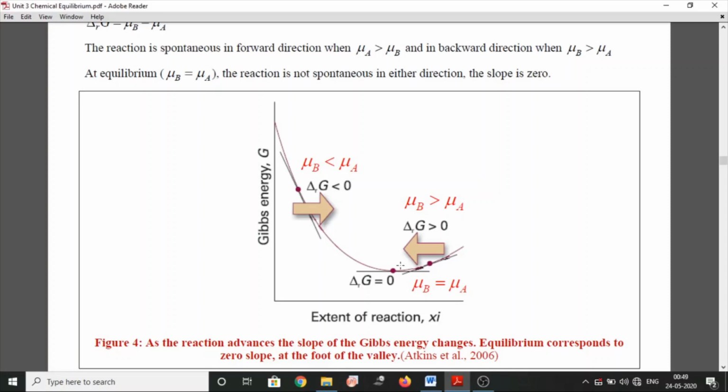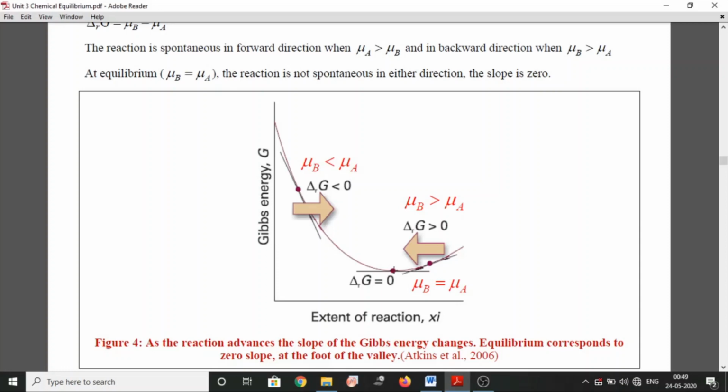Otherwise, I can say the chemical potential of A becomes equal to the chemical potential of B. Now, what is this extent of reaction, or what is this concentration? It depends upon the reaction. It depends upon the nature of A and B. Now, there is another way to find out the equilibrium.